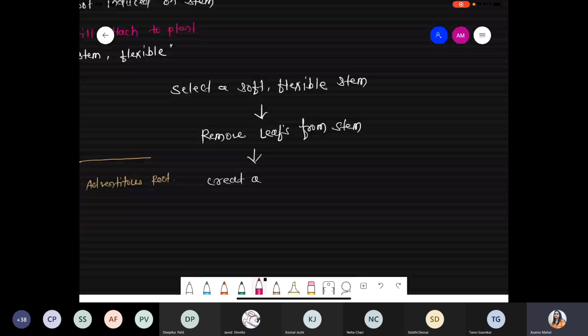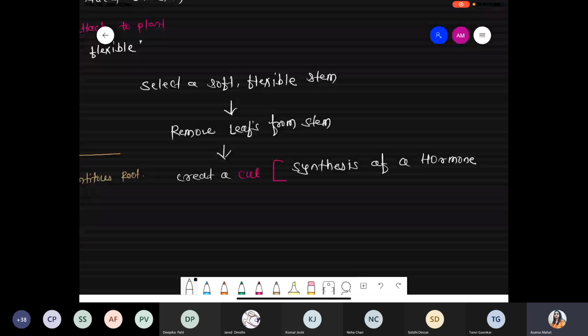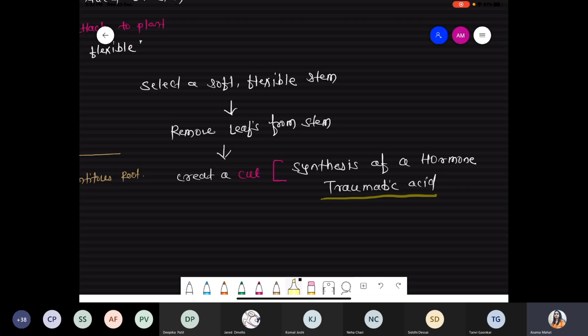So next one is create a cut. And now what happens due to that cutting process? Now there is a synthesis of a healing hormone. That healing hormone is nothing but auxin, and more specifically we are talking about traumatic acid. Traumatic acid is also called auxin.